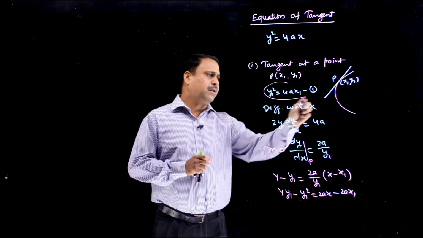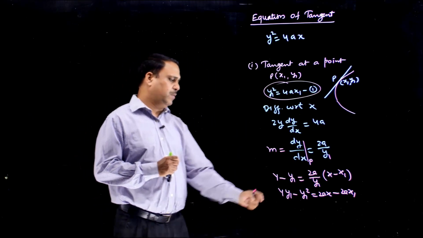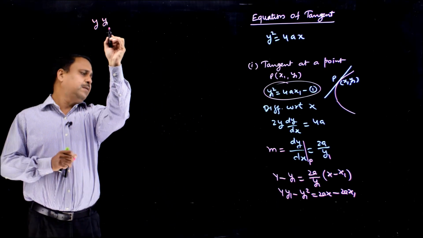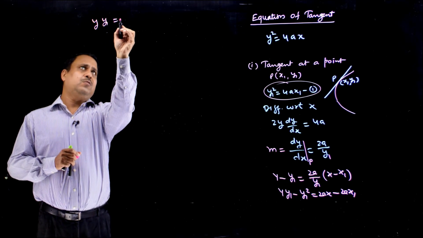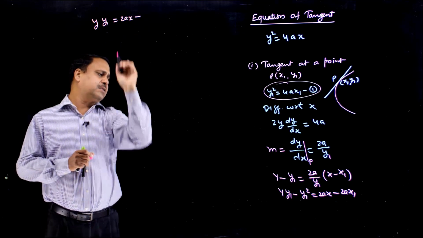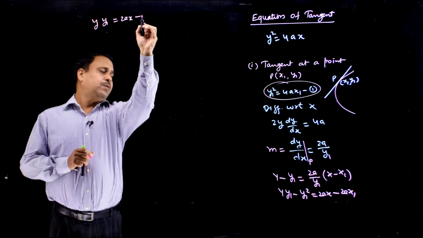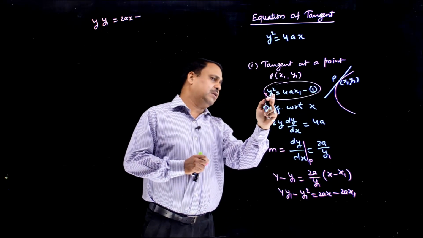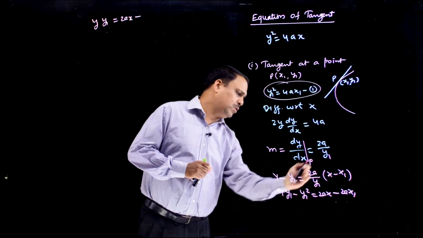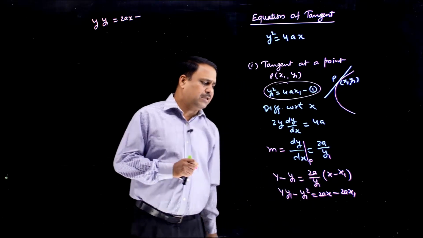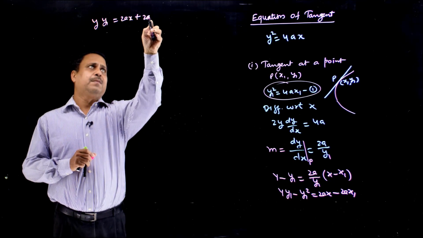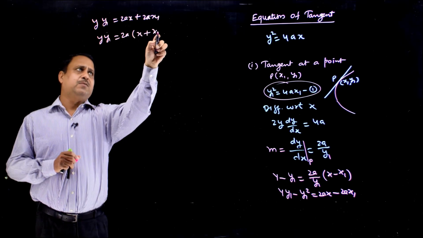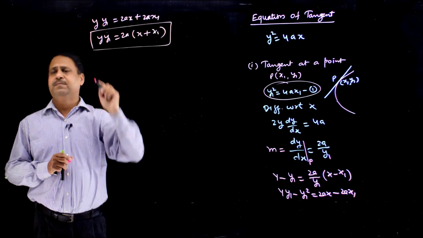And now we can use the result y1 square is equal to 4ax1. So this I can write here. So next I can write y1 y is equal to 2ax minus, this y1 square is how much? 4ax1. So 4ax1 will go this side. Minus 2ax1, then what will be left? Plus 2ax1. So y1 y is equal to 2a(x plus x1). This is the equation of tangent.